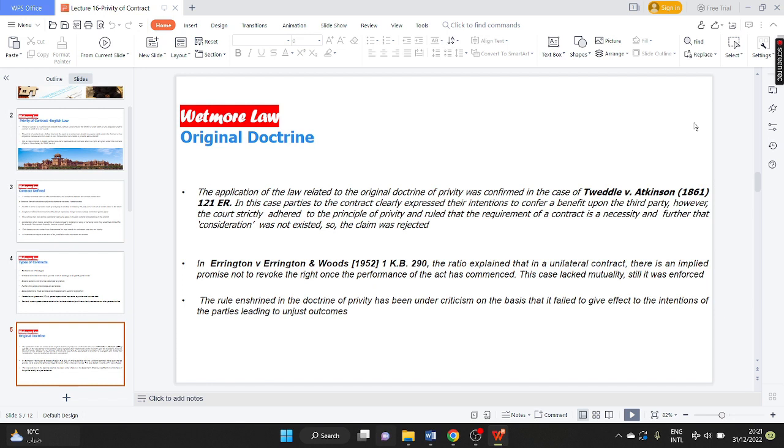In Errington and Woods, the ratio explained that in a unilateral contract, there is an implied promise not to revoke the right once the performance of the act has commenced. This case lacked mutuality, still it was enforced. The rule enshrined in the doctrine of privity has been under criticism on the basis that it failed to give effect to the intentions of the parties, leading to unjust outcomes.